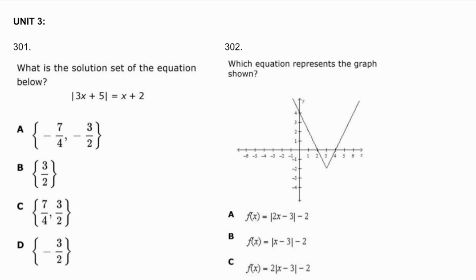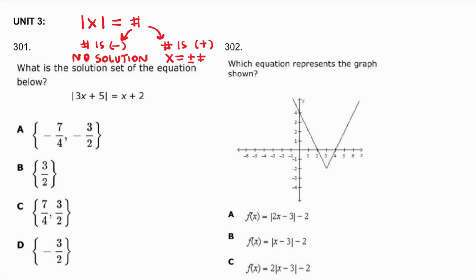And that was that if the absolute value of x or some expression is equal to a number, then, actually, hold on, let me split that out. If the number is negative, then there's no solution. And if the number is positive, then x equals plus or minus that number. Okay, that's the big thing: dropping an absolute value incurs a plus or minus. That's the moral of the unit.